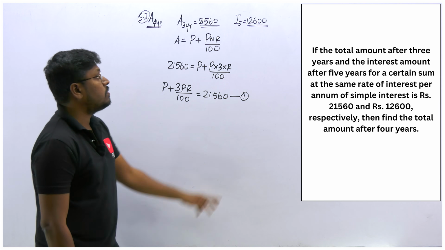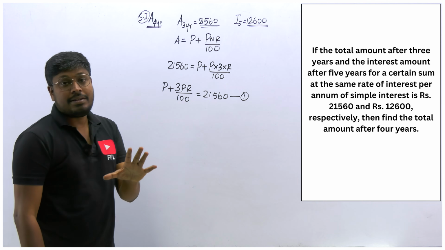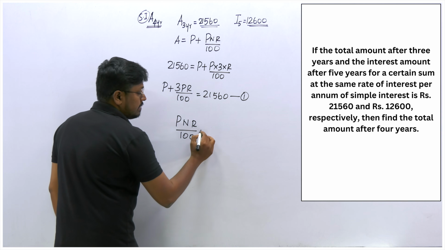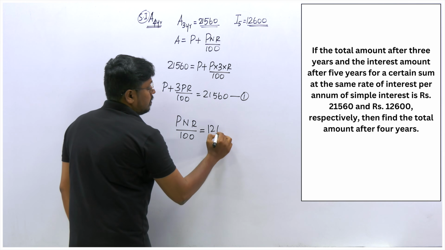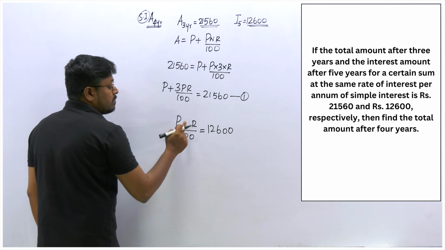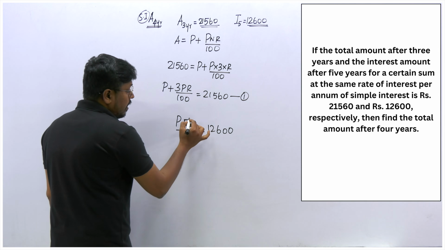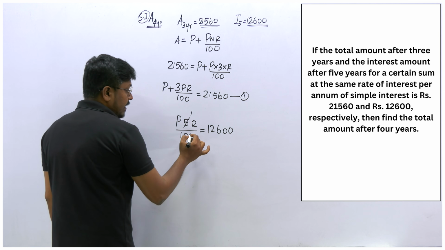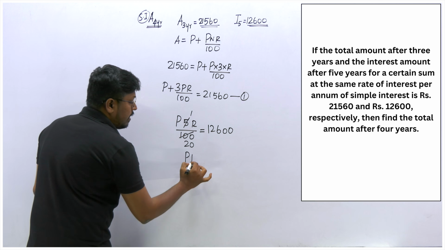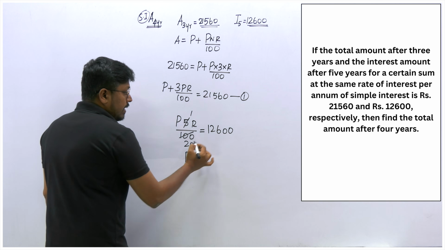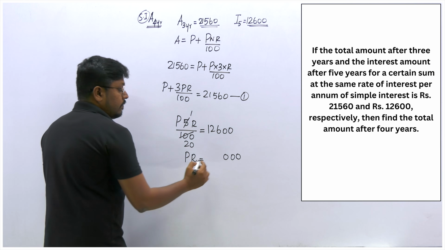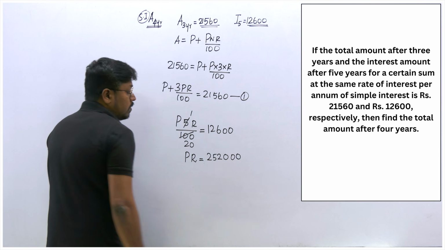Now equation number 2. We know the interest amount for 5 years. The interest formula, the simple interest formula, PNR by 100, is equal to 12,600. The interest they have given is for 5 years, so instead of N we substitute 5. So 5P R by 100. We can cancel 5 ones are 5, and we can cancel this by 20 times. So now PR is equal to 12,600 times 20, so this will be 252,000.